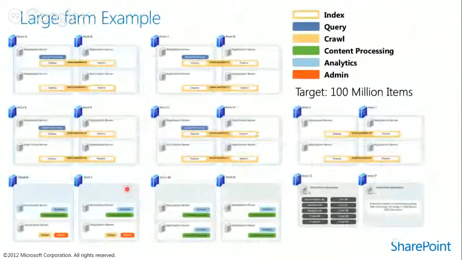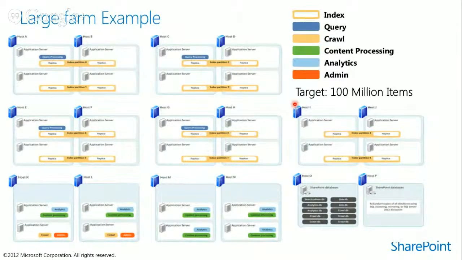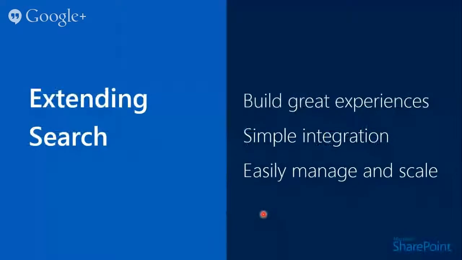Now, in the same way, we're going to talk about a large farm. In case of a large farm, it will take care of up to 100 million items. When we say 100 million items, we obviously need 10 index partitions. So that's the main thing. So a small farm expanded 10 times with 10 index partitions.